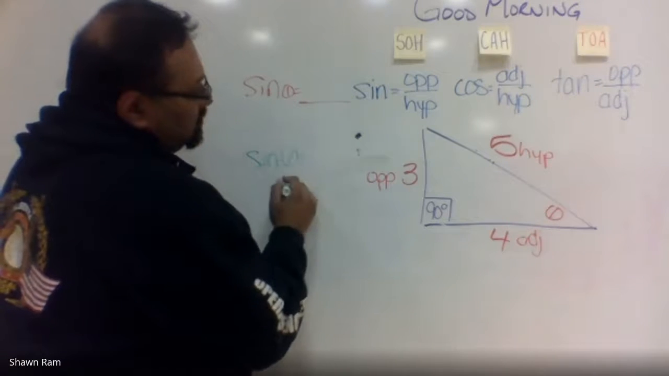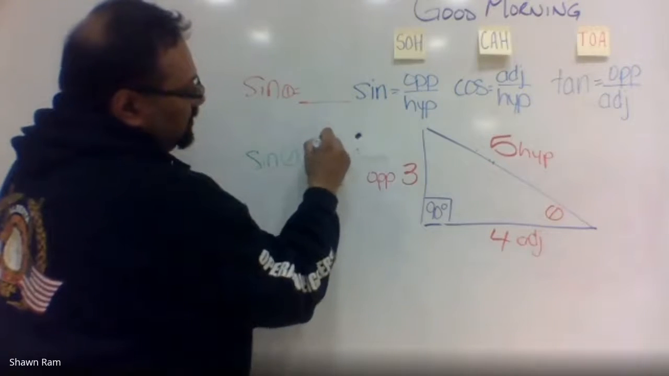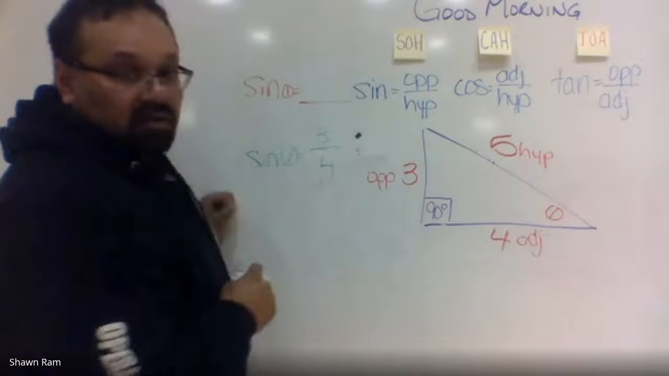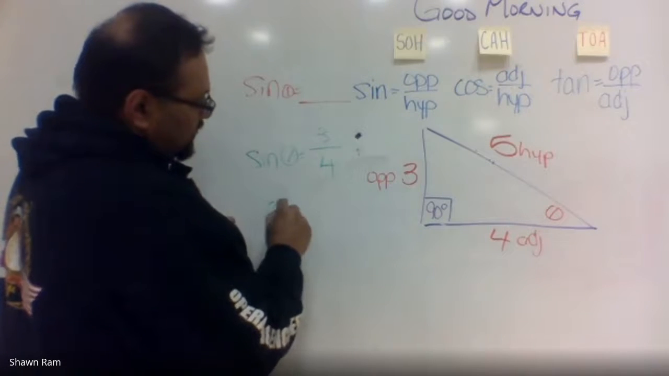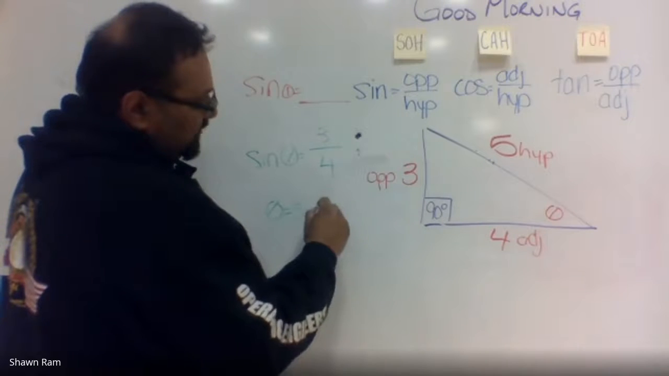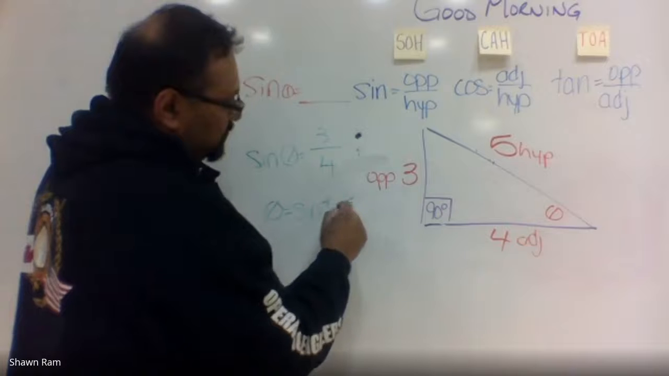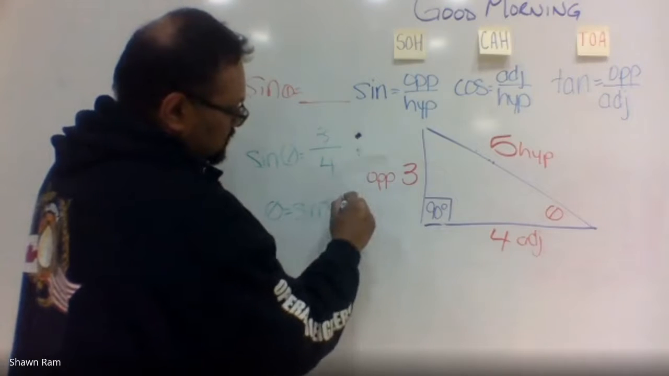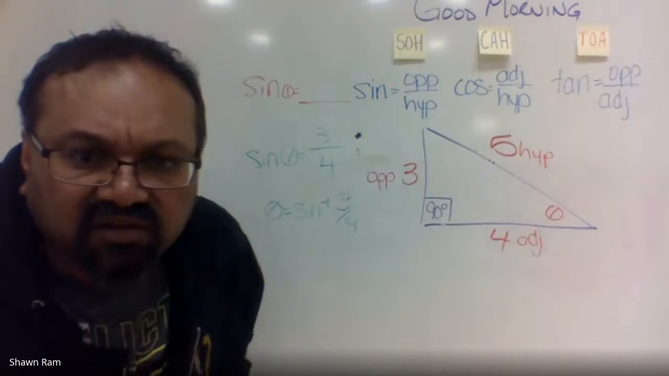Sine of theta equals opposite over 4. We rewrite it again. Theta equals the sine inverse, because that's how we punch it in our calculator, of 3 over 4. Now, that looks a little hard to see.